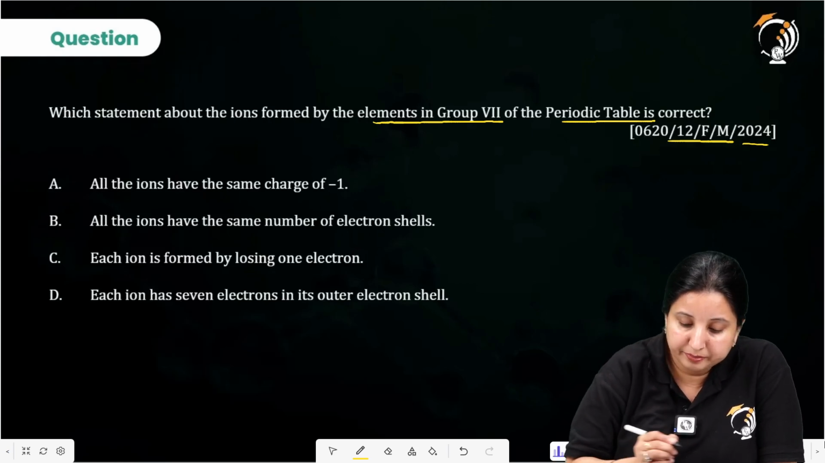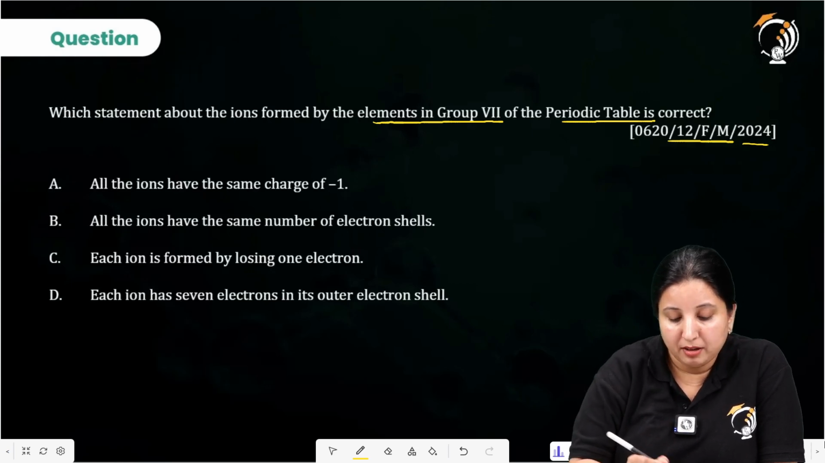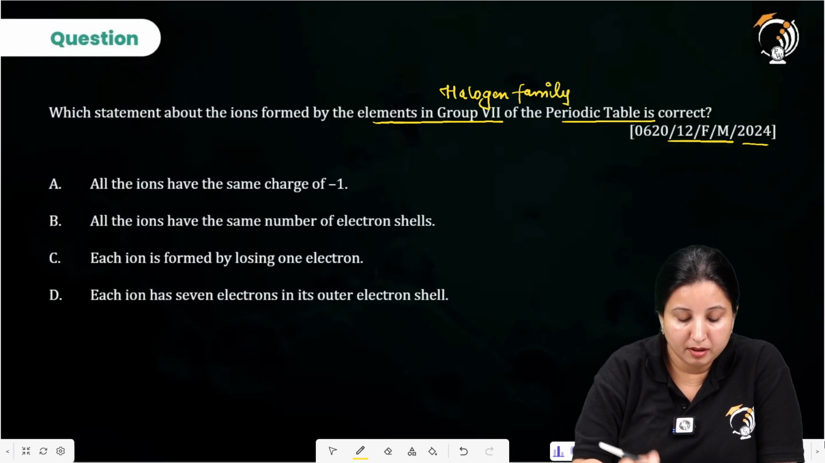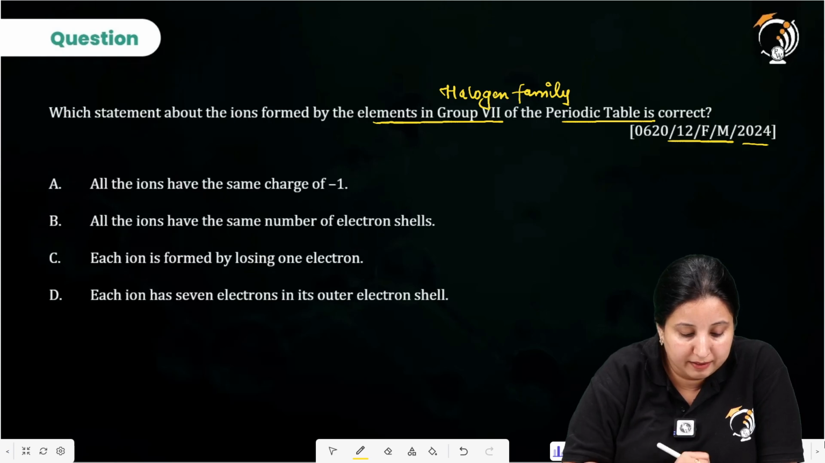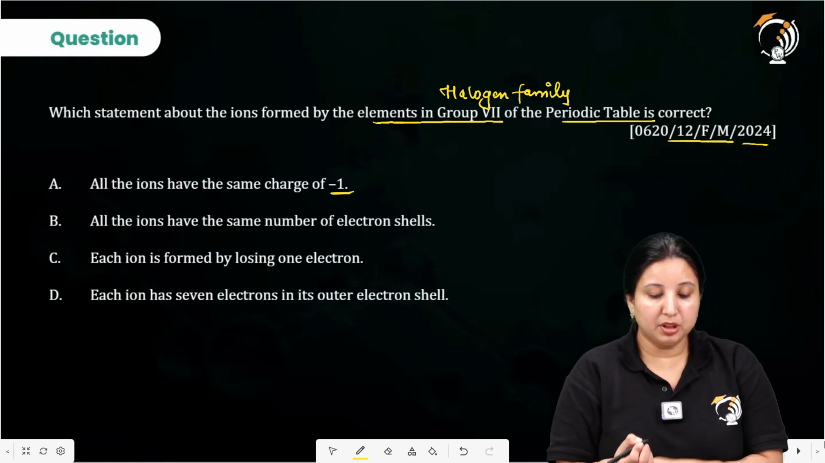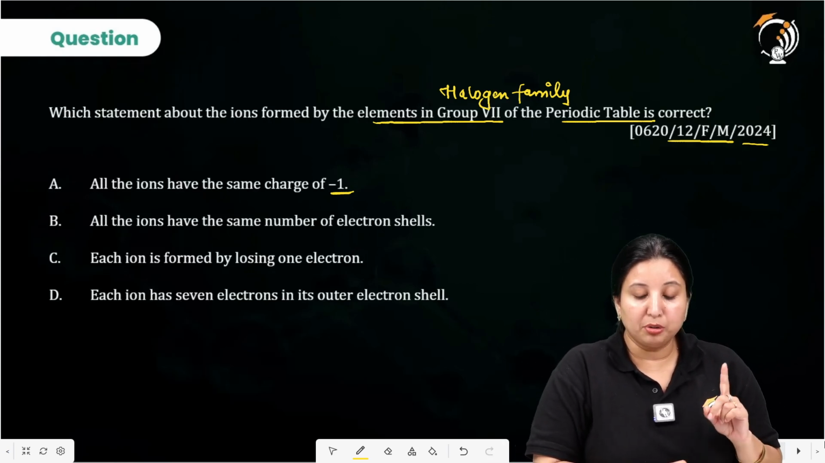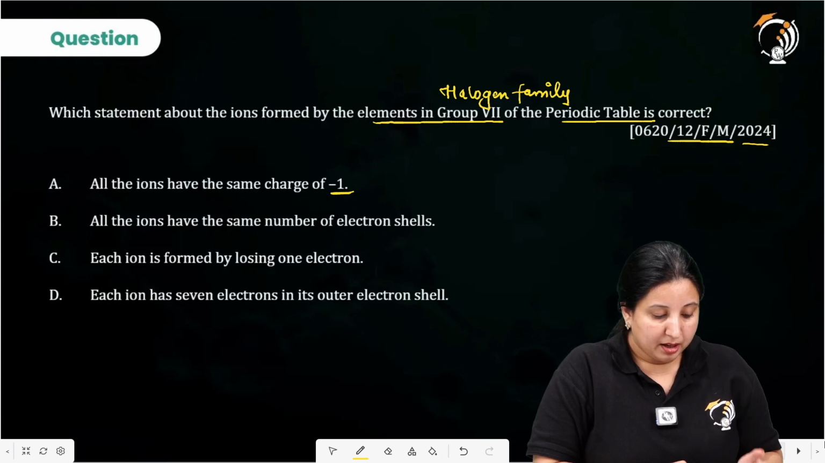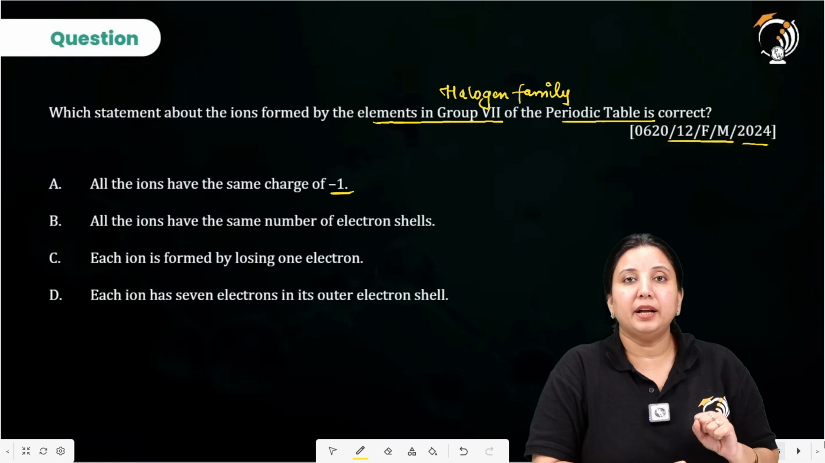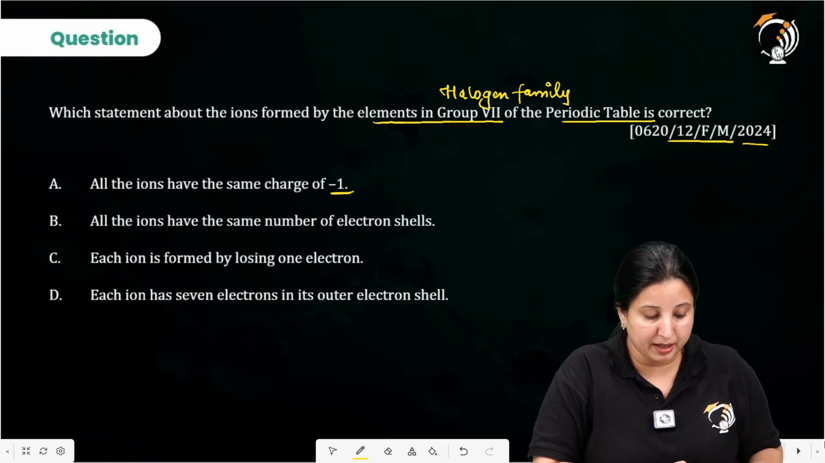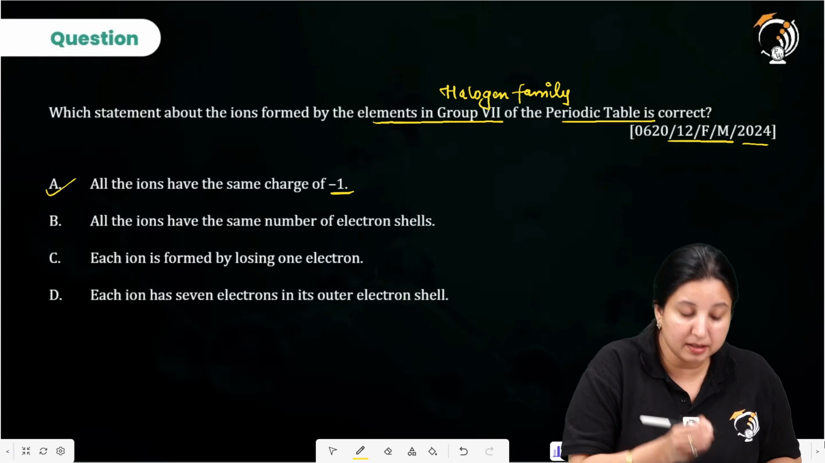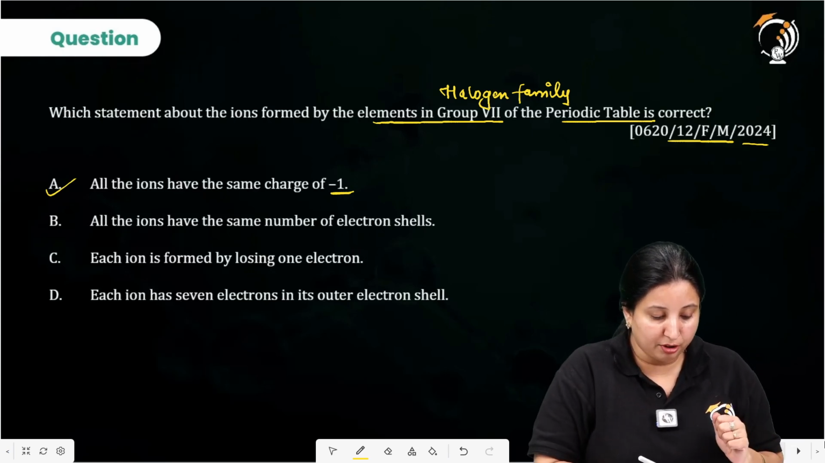So let's see in this group 7. When it is saying group 7, it is the halogen family. So let's see, all the ions have the same charge of -1. If you look, in the case of the halogen family, they require 1 electron in order to fulfill their octet. So when they accept the electron, it means they are going to have the charge of -1. So I can say my correct answer is option A. Let's check out the other options also.